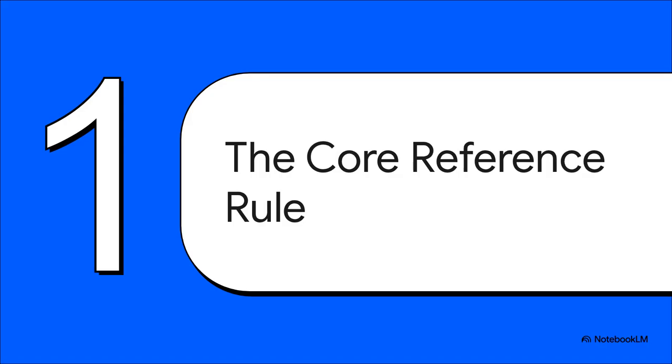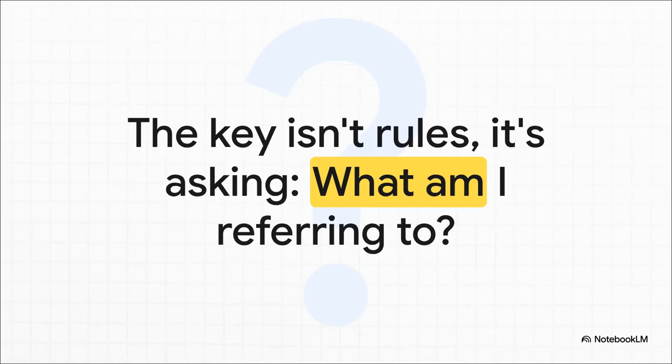So, what's the big secret? Well, the great news is it's not about memorizing dozens and dozens of exceptions. It's really about shifting your perspective, looking at it through a much simpler lens. We're going to call it the core reference rule. And this is the key idea right here.